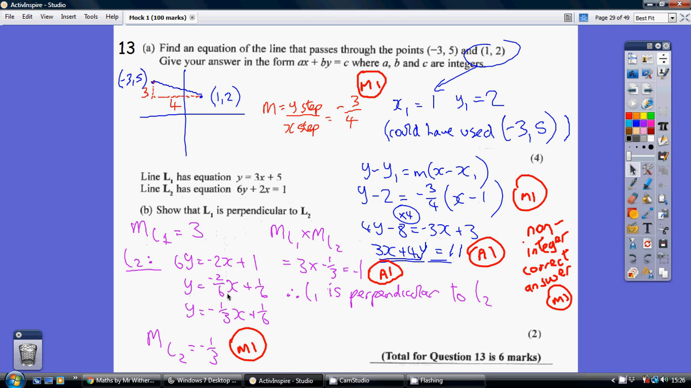So y equals minus 2 over 6 x plus a sixth. Simplifying the gradient, we get y equals minus a third x plus a sixth. So the gradient of L2 is minus a third. So we then go and multiply the two gradients together. 3 times minus a third is indeed minus 1, which is what we were hoping. So we can then conclude that L1 is perpendicular to L2.